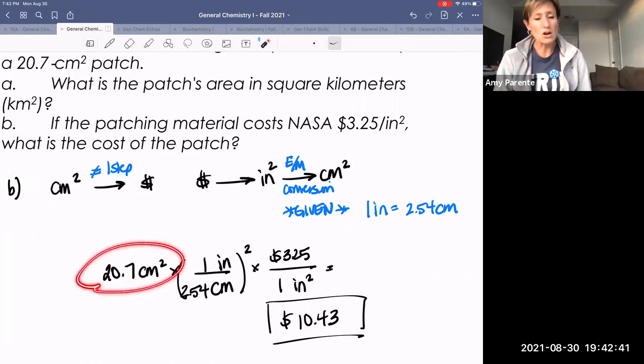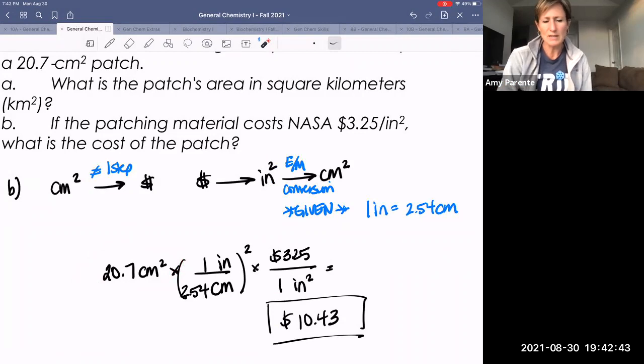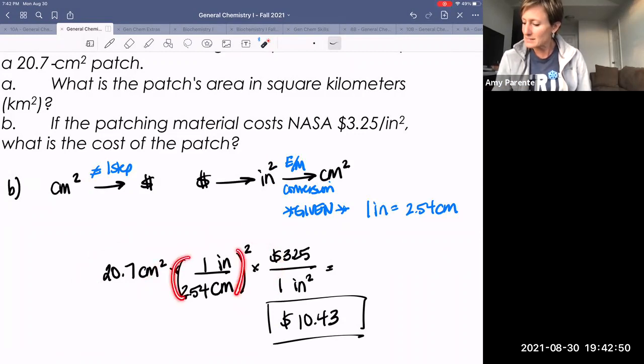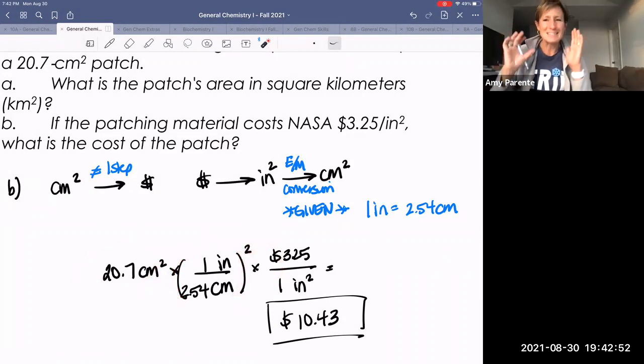Start with information that I know. I know that my patch is 20.7 square centimeters. This is just like we've been doing here. I put my relationship in brackets and then I square the entire thing, which means the units get squared, but so do the values.